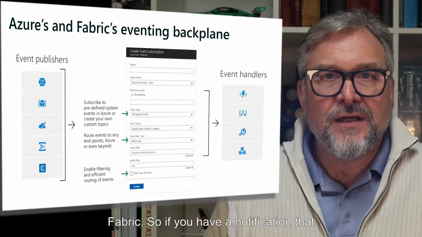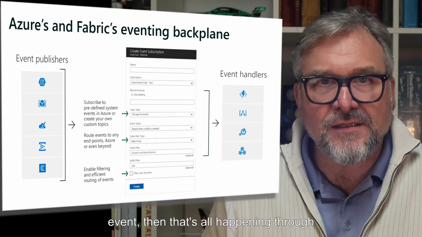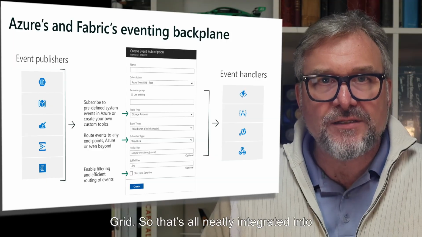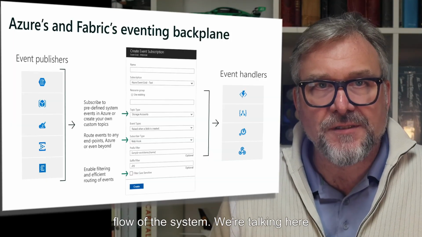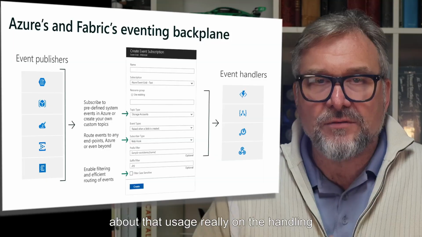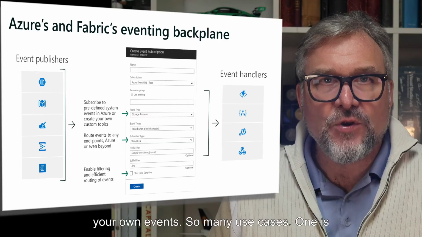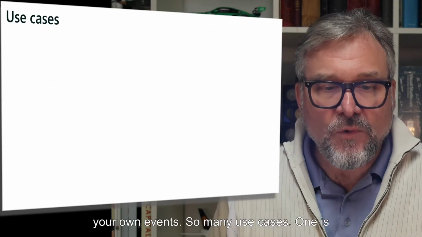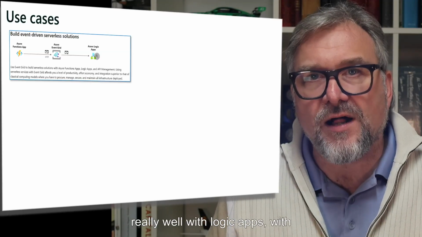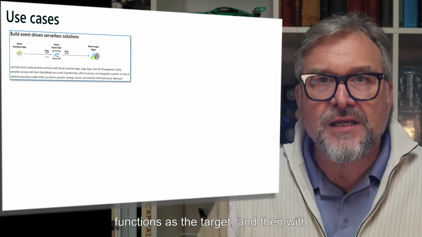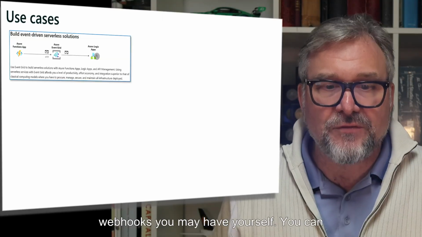So if you have a notification that is being sent because there is a workspace event, then that's all happening through Event Grid. So that's all neatly integrated into the portal, neatly integrated into the flow of the system. We're talking here about that usage really on the handling side, but also on how you can send your own events. So many use cases. One is you can build your own event-driven serverless solutions. This combines really well with Logic Apps, with Functions as the target, and then with your own event producers or with whatever webhooks you may have yourself.